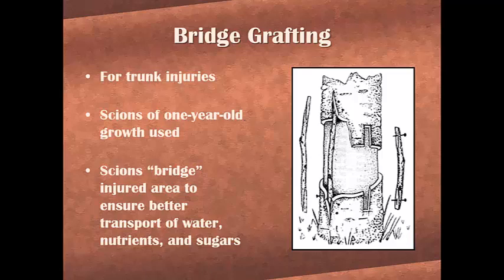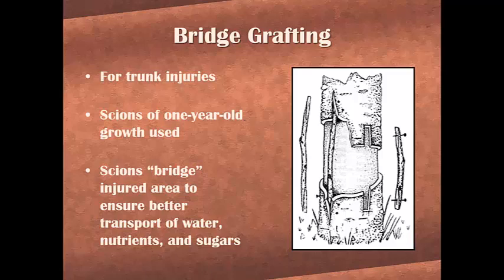So the way you can fix this with bridge grafting is you take scions of 1-year-old growth. These scions could come off the original tree from the tips of the branches. You cut them into pieces as shown in the picture here. You clean up the bark so that basically you stick your scion portion in such that it bridges the dead girdled area of the trunk. So it's going from the live tissue at the base of the injury to the live tissue above the injury.